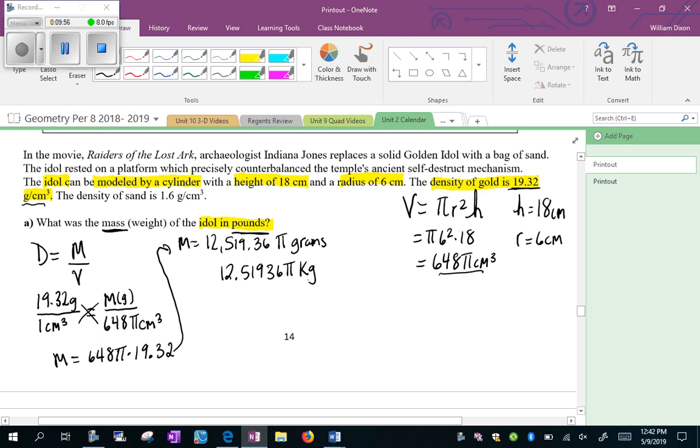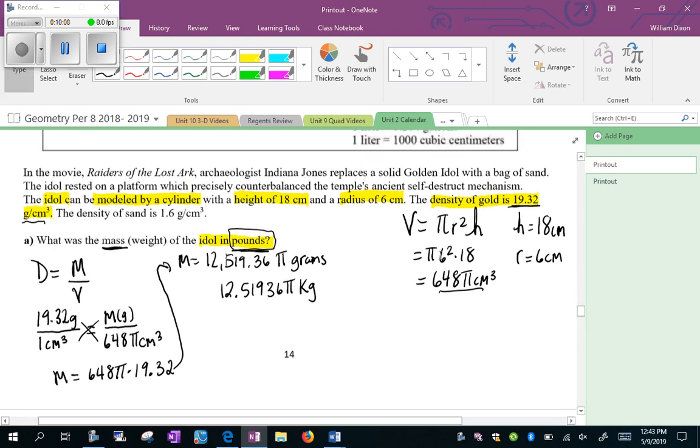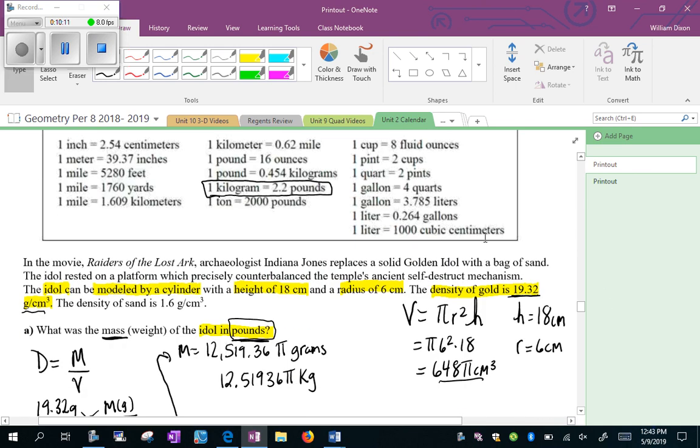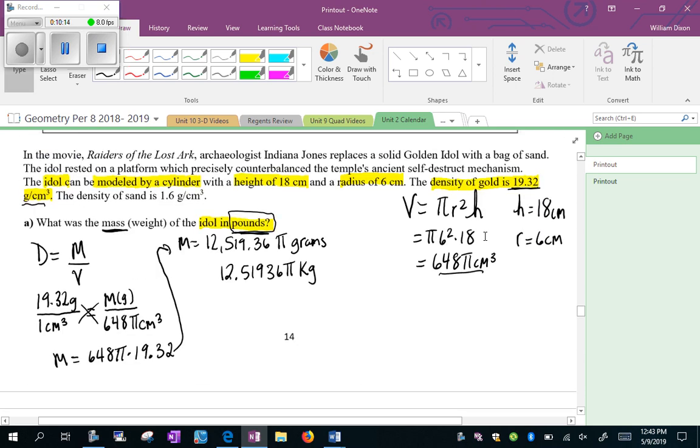All right, now what I have to do is get the mass in pounds. I go to my reference sheet, and I know that 1 kilogram is 2.2 pounds. So I'm going to multiply 12.51936 pi times 2.2, and that equals 87 pounds. That's my answer.